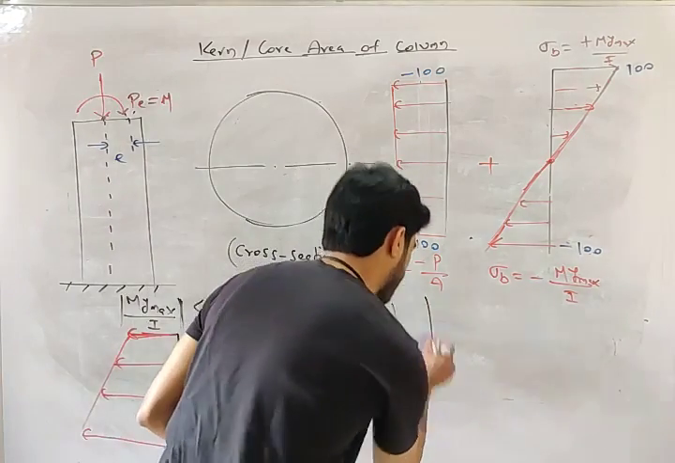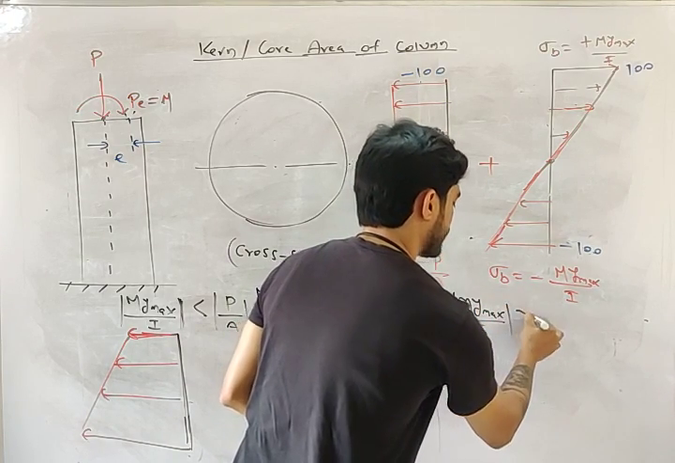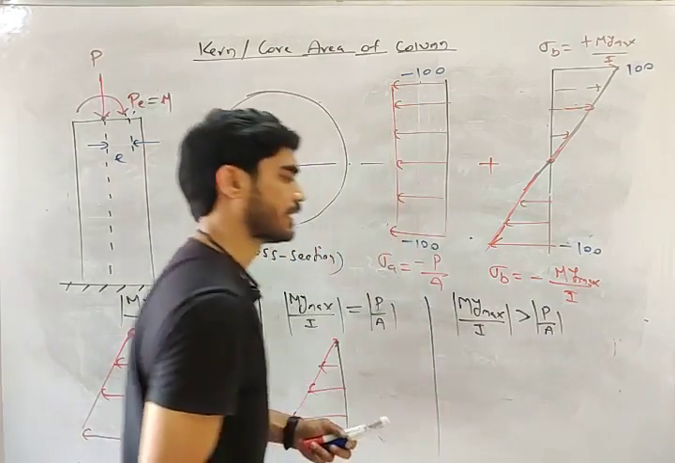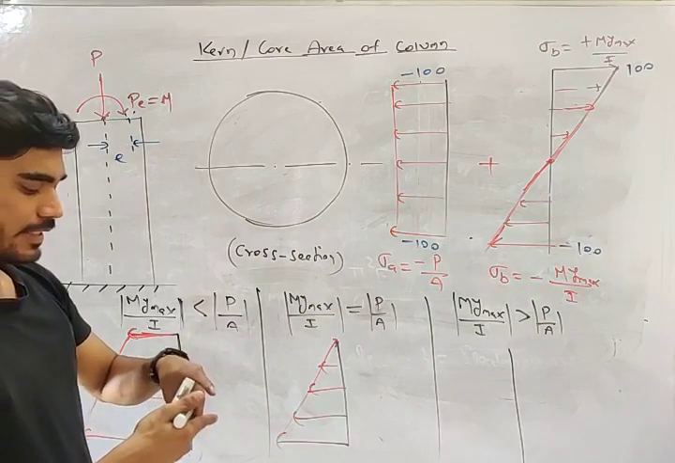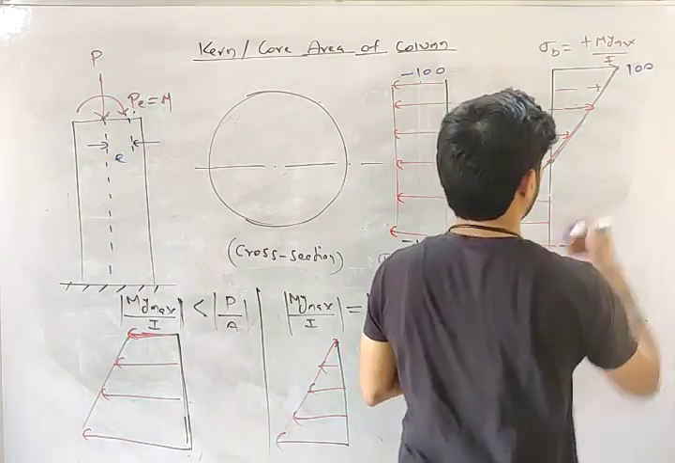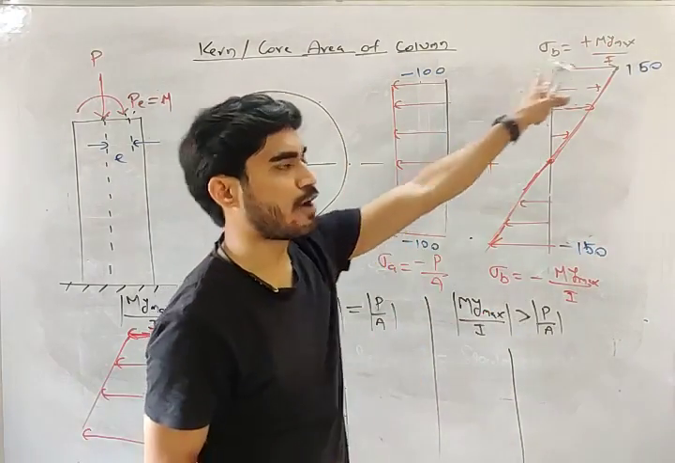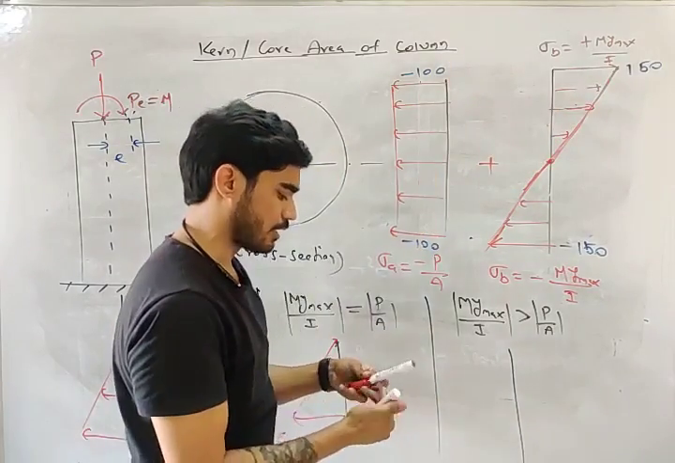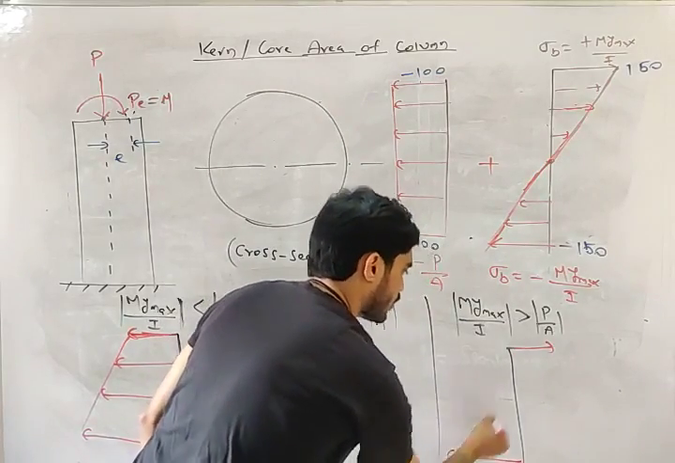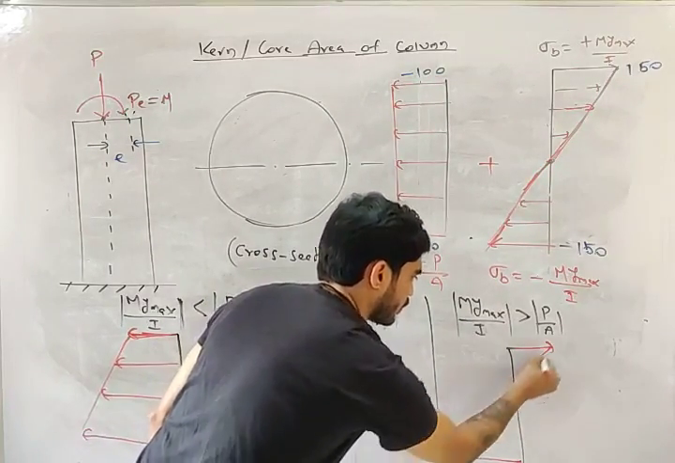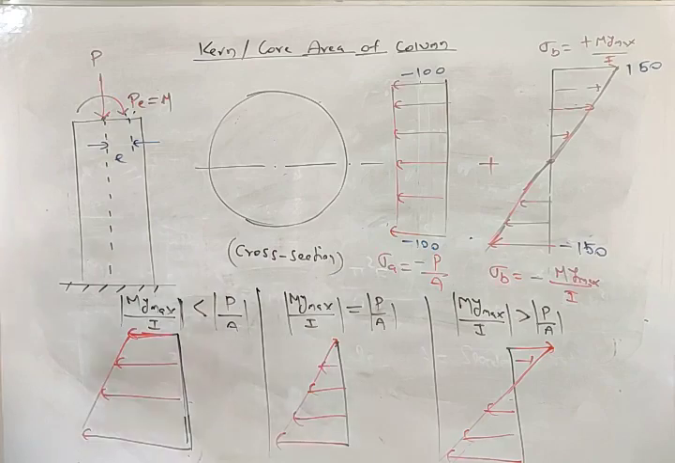Now consider the third case. My maximum by I is greater than P by A. Then what you will get, my friend? Let's say this is 150 and this is minus 150. At top, 150 minus 100, you will get plus 50. And at bottom minus 250. So your diagram will be something like this. At top you are getting some tensile stress. At bottom you are getting some compressive stress.